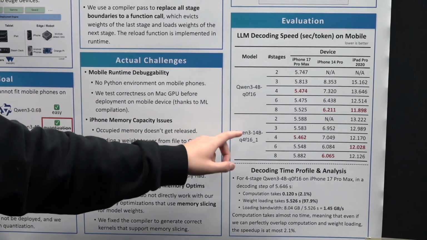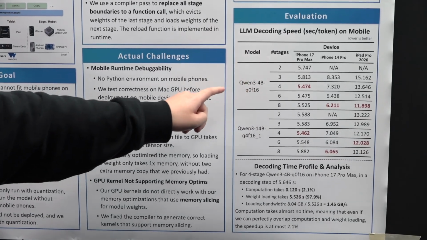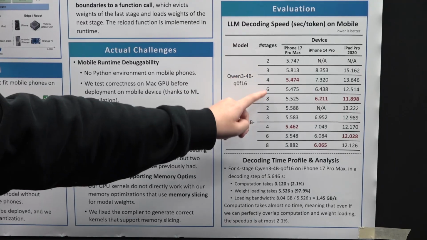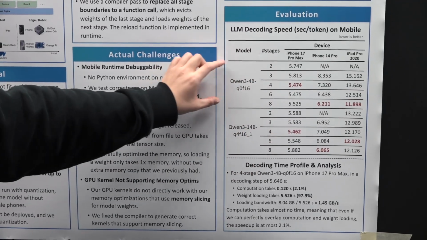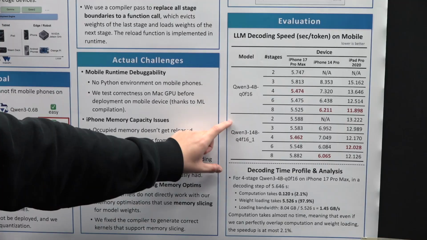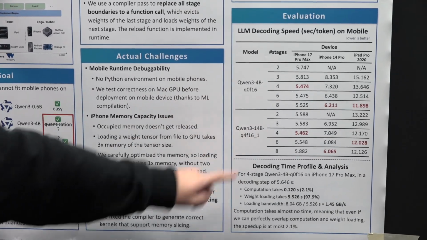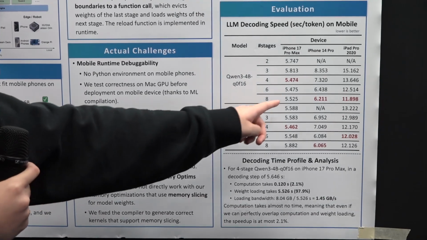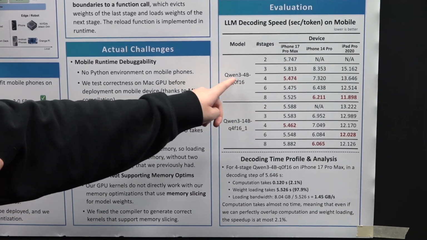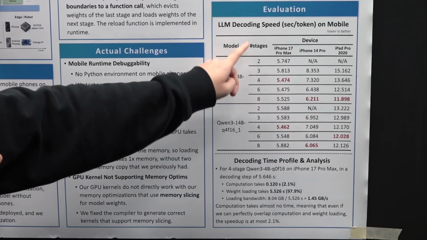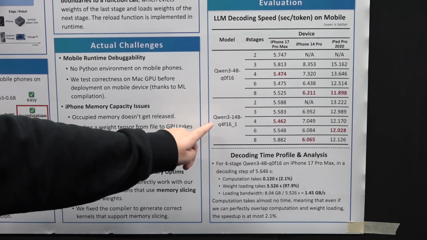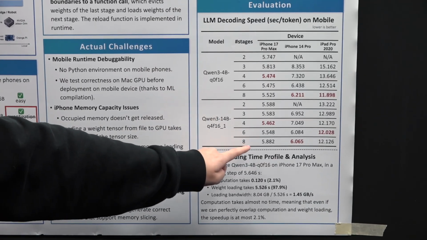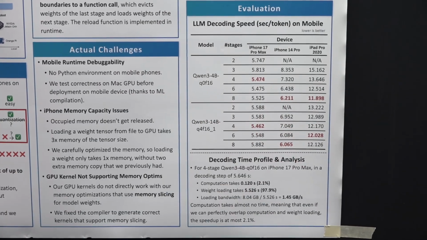Here are the results. For iPhone 17, the best config is partitioning into 4 stages, both on Qwen3 4B and on quantized Qwen3 14B. On other devices, on Qwen3 4B, the best config is 4 stages, and on quantized Qwen3 14B, the best config is 4 stages and 6 stages.